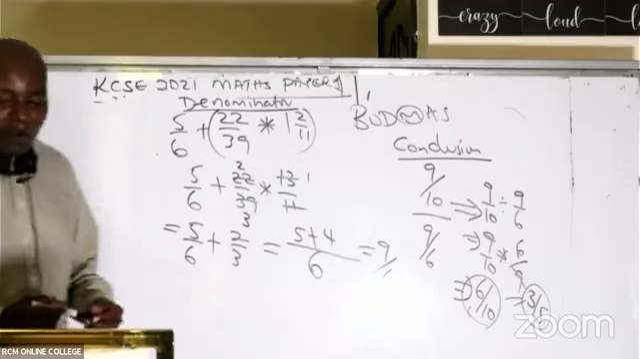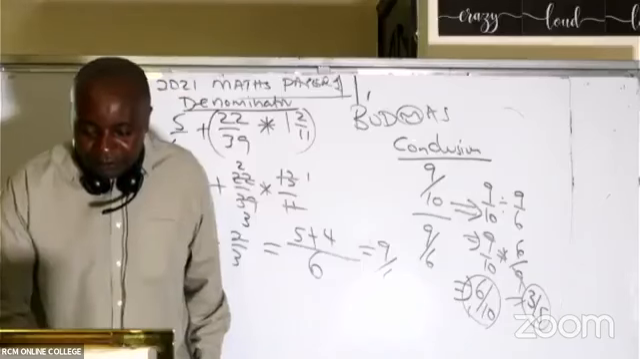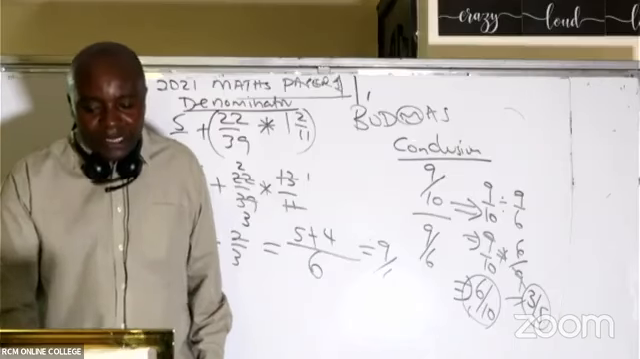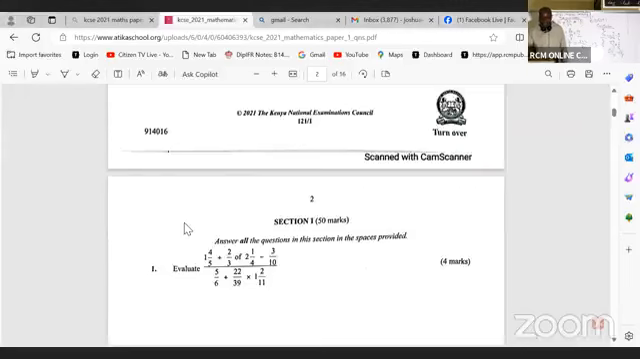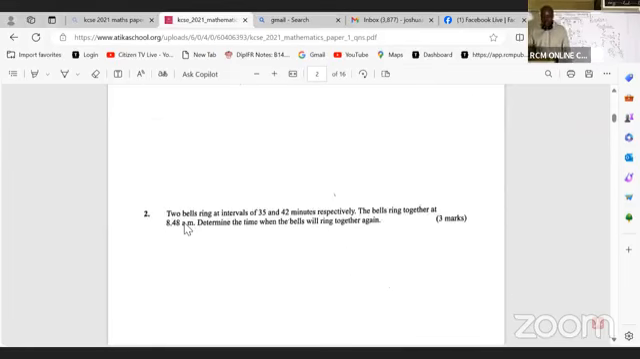Now then, if you allow Mwalimu here, I'll be able to take you straight away to another one. I told you the moment you've understood this LCM, you've understood so many things in mathematics. LCM and GCD, look at number 2. Look at question number 2, KCSE 2021.